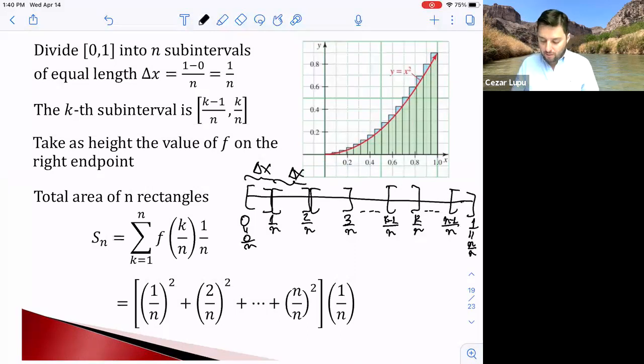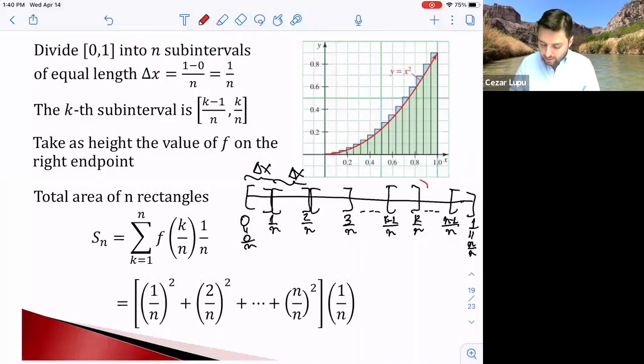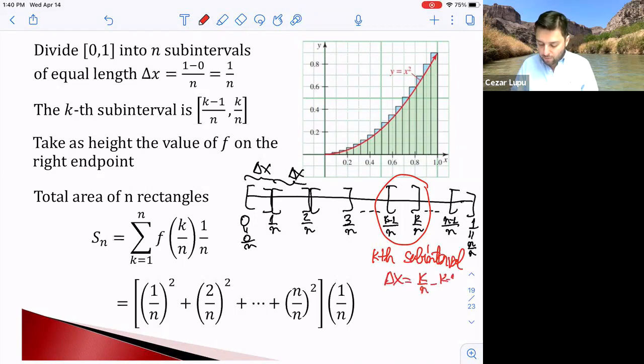And if you look here, this is the kth subinterval here. So this is the kth subinterval, right? And of course, delta x is the same as k over n minus k minus 1 over n. And this is 1 over n. Great. And let's do the same procedure. So let's do the same thing as we did with those 5 rectangles.